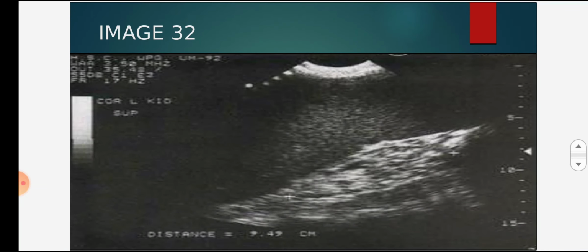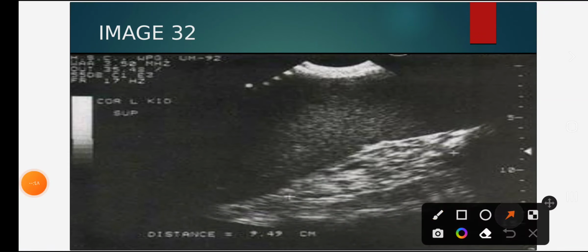Image number 32. The features of CKD, chronic kidney disease, usually a finding of long-standing, severe CKD, stage 5. Reduction in the renal cortex, with a decrease in size to less than 6 mm. Reduced renal size, and increased renal cortex echogenicity.